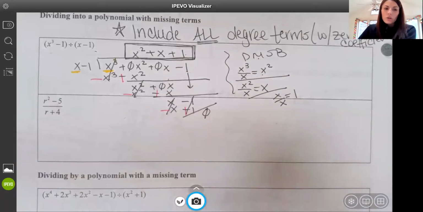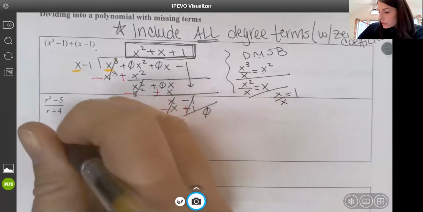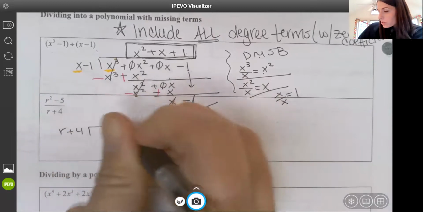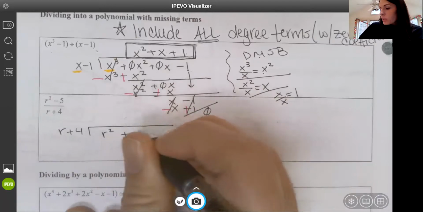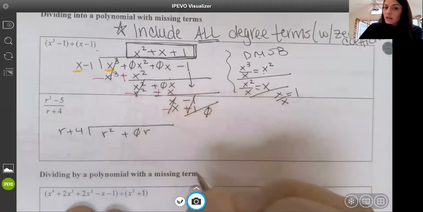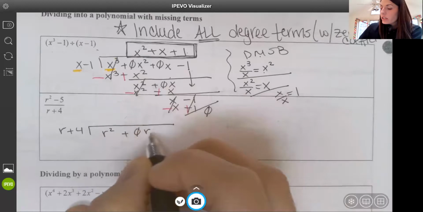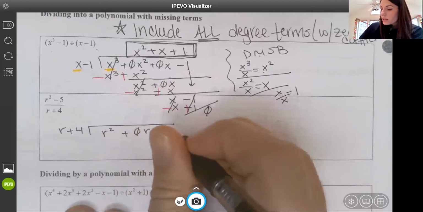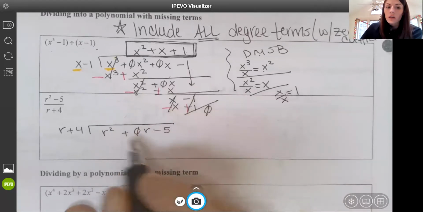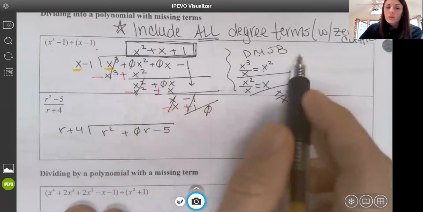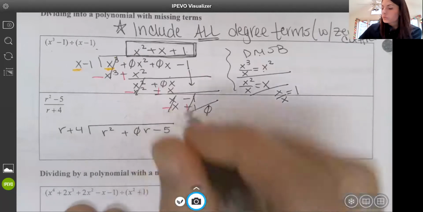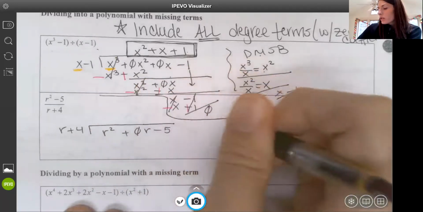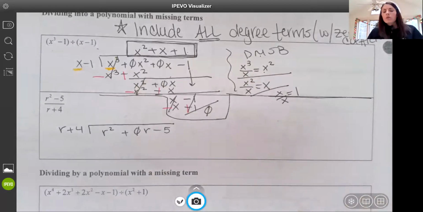Okay, I want you to try one. Let me write the beginning for you. So x plus 4 being divided into x squared minus 5. I'm missing the linear term here, so I'm going to add in 0r so that when I go through that divide, multiply, subtract, bring down, I have a place for those like terms to go. Pause the video, try that one, and then replay the video and I'll talk through what I did.